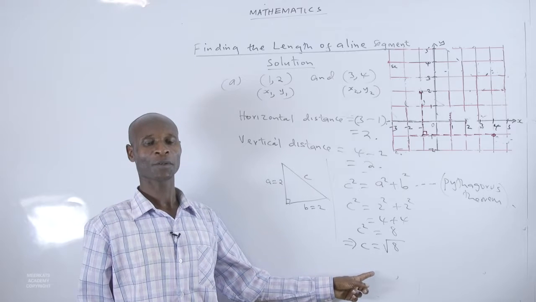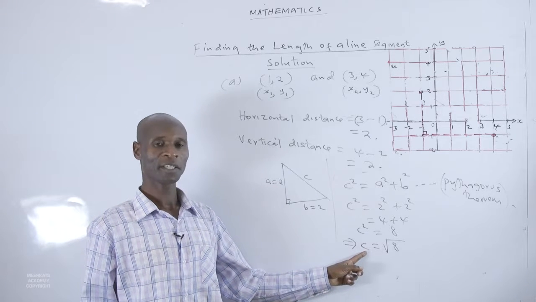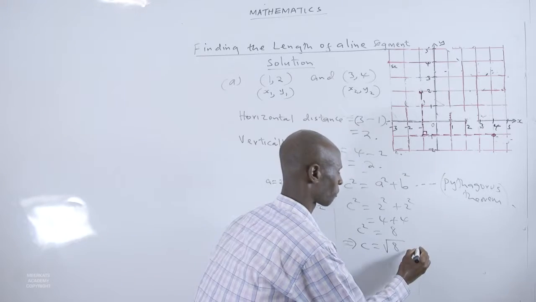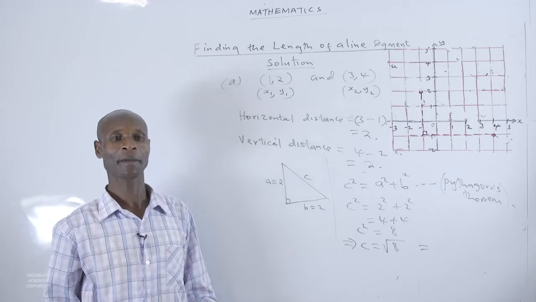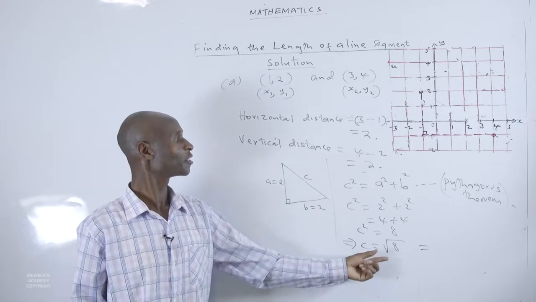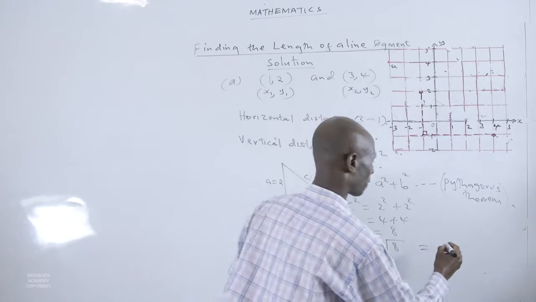Now to get C, we are supposed to take the positive square root of 8. So use your calculator to get the positive square root of 8 and correct your answer to 2 decimal places.